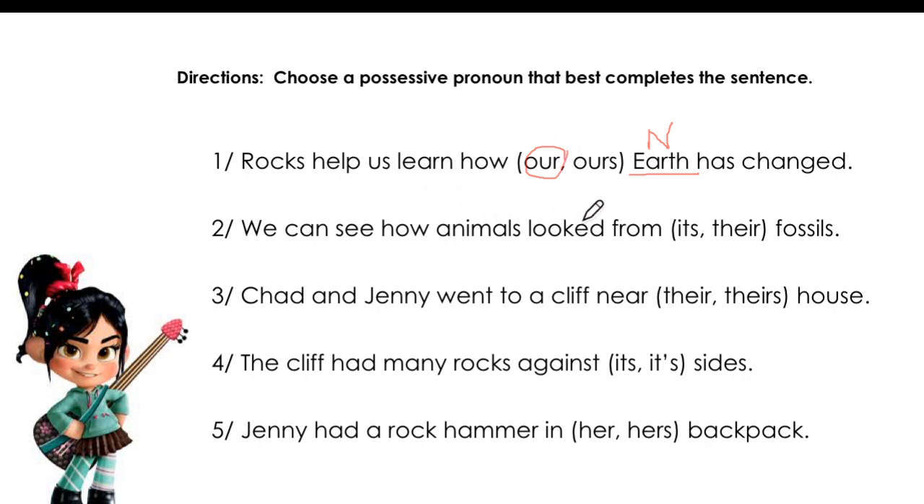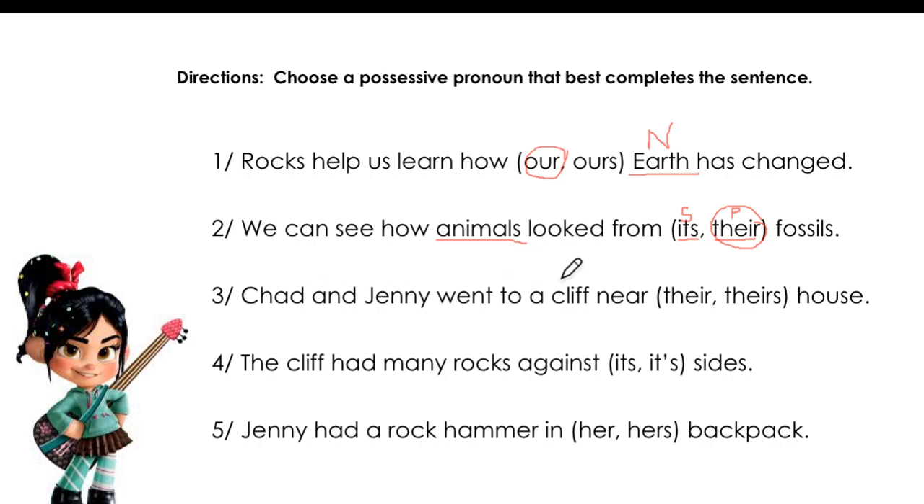We can see how animals looked from its fossils or their fossils. You have two different possessive pronouns. You have to ask yourself, is it one animal or many animals? Because it stands for one and they stands for many. We can see how animals, many animals, this is plural, so their. Which one will we use? Their fossils. Plural, with plural noun, plural possessive pronoun.